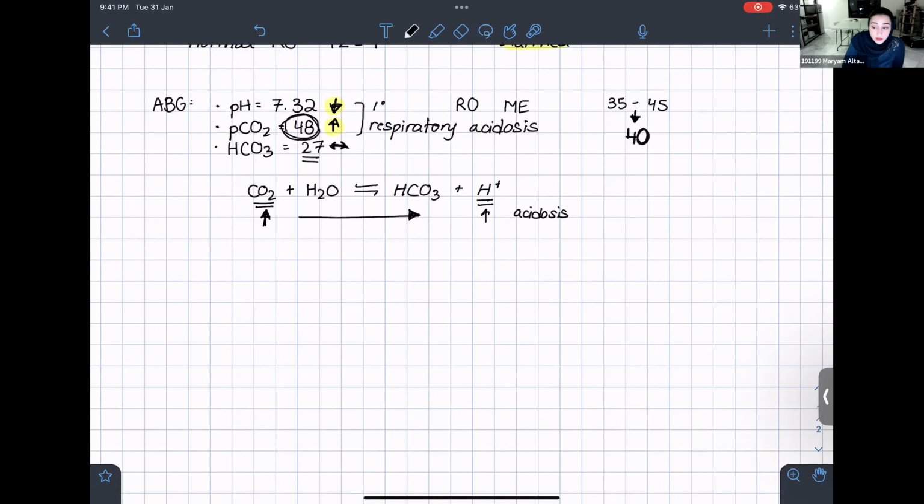Okay. In order to compensate, the kidneys are going to increase the amount of bicarb. So this is increased to compensate. Because when you have more bicarb, it's going to start to shift away from the acidotic state. So you're going to become more alkalotic. At baseline, does this make sense for everyone? Just the equation. Yes. Okay. Perfect.